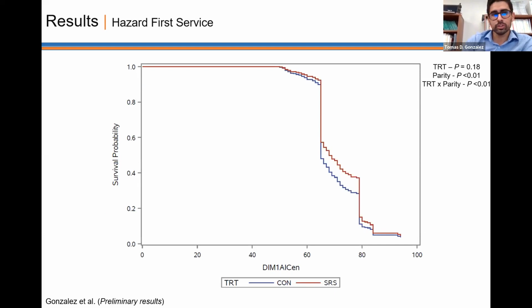Going on with the results, we have the analysis for the first service. For this part we used covariance to see different variables. You're going to see for both groups, in this case control in blue and study group in red, we don't have a difference between the treatments. We have a difference between the parity, and we have a statistical difference in the treatment and parity interaction.